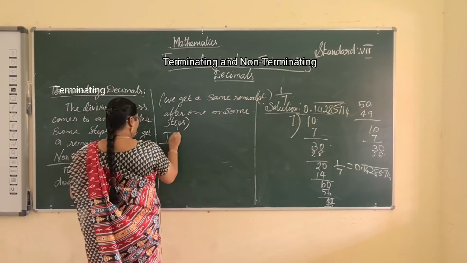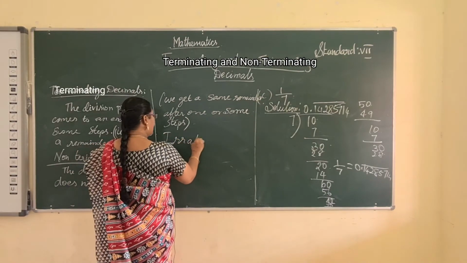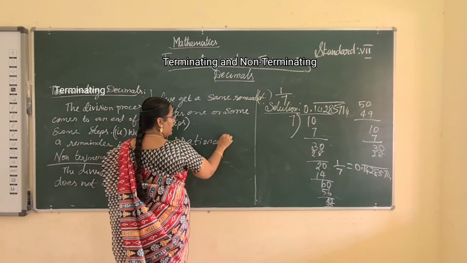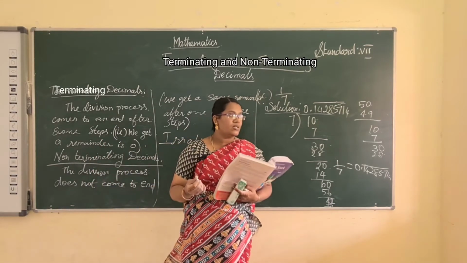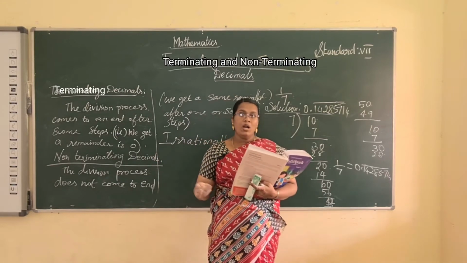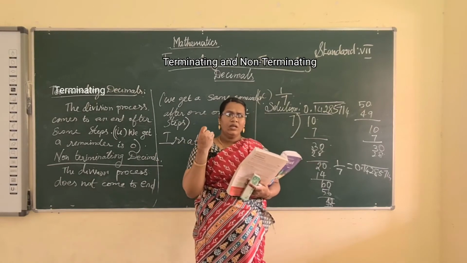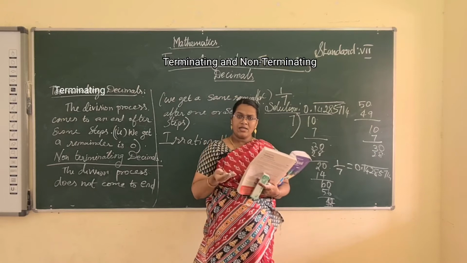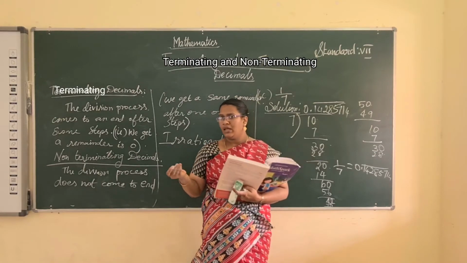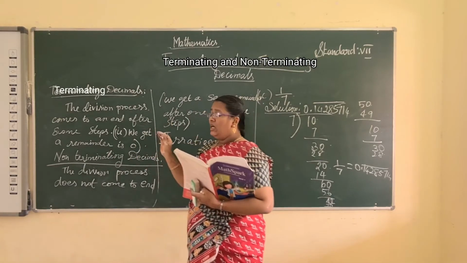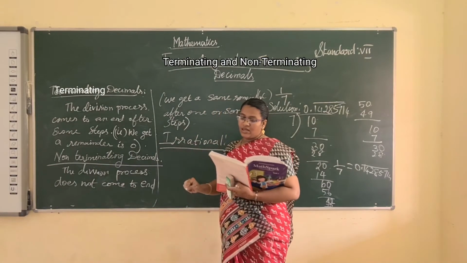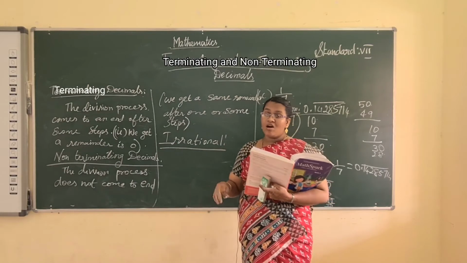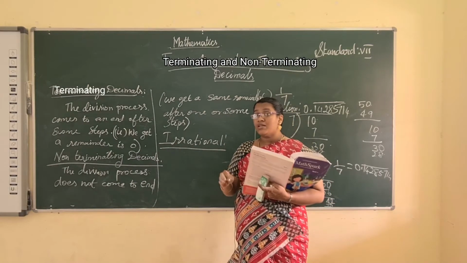And one more, irrational numbers. Already we have learned the real number system. The real number system consists of natural numbers, whole numbers, integers, rational numbers, and irrational numbers. So we have learned rational numbers. Irrational numbers means non-terminating, non-recurring numbers are called irrational numbers.